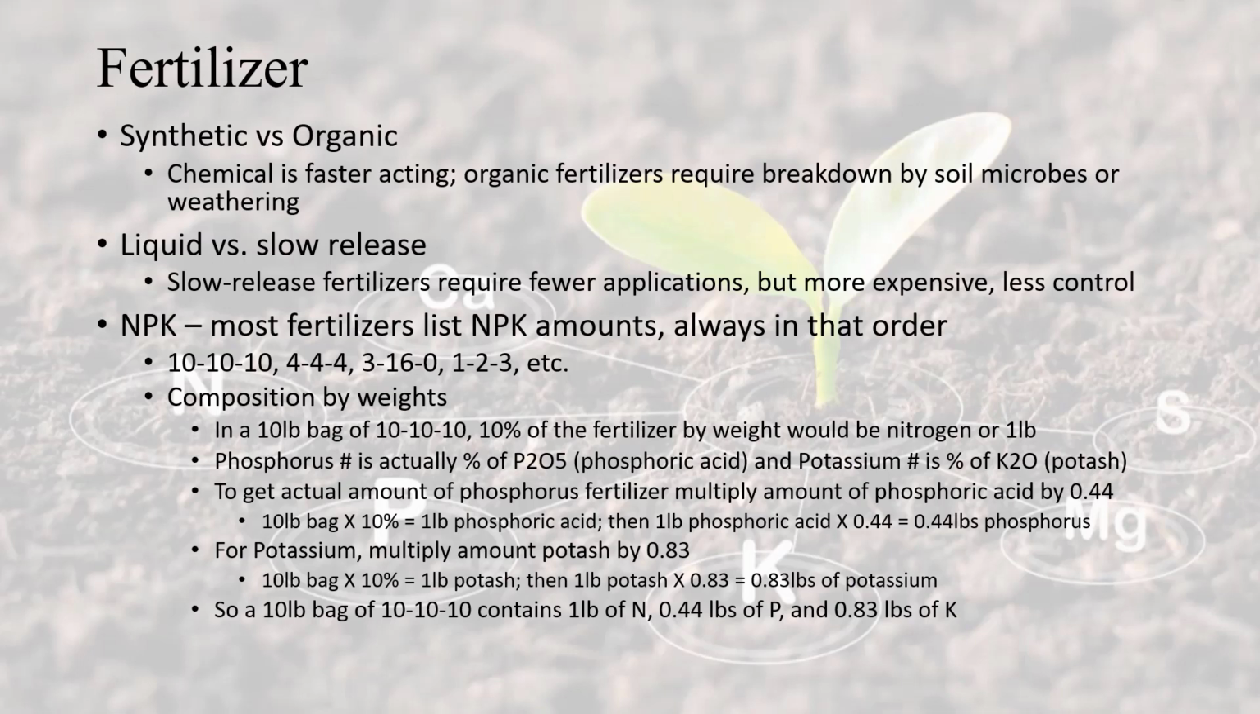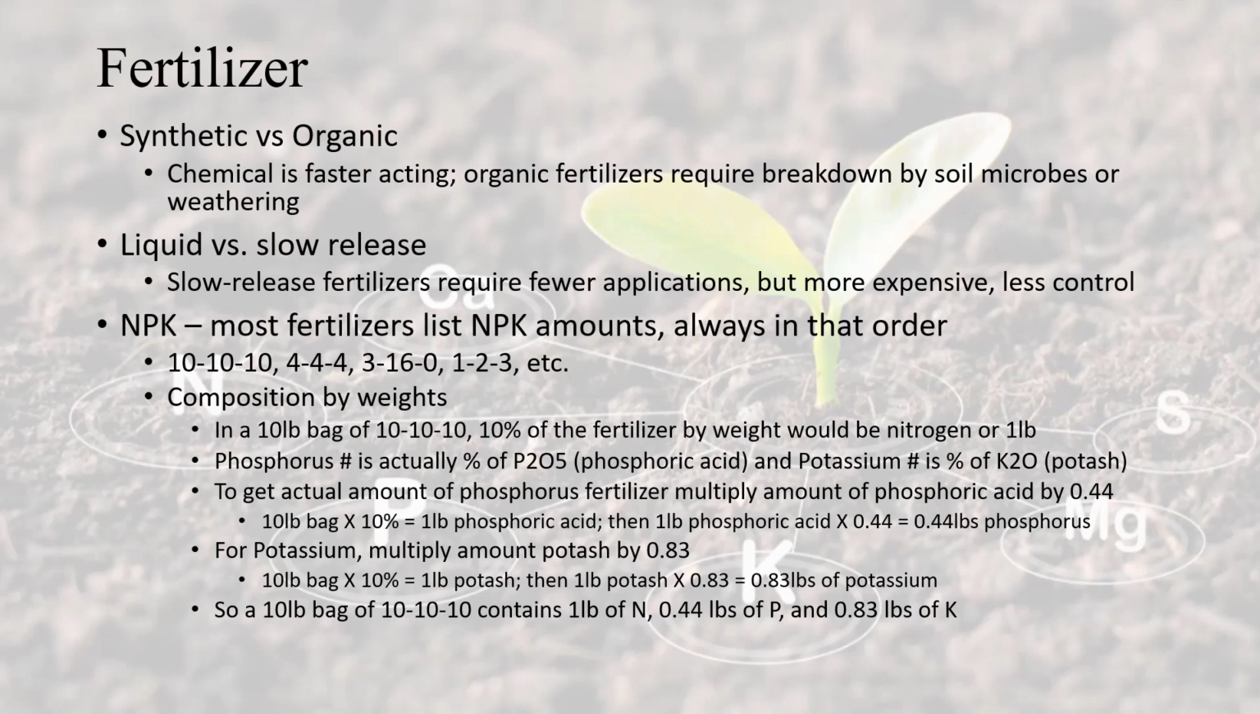So for example, if we had a 10-pound bag of fertilizer with an NPK number of 10-10-10, it would mean that 10% of that fertilizer by weight would be nitrogen. Our first number, that first 10, is percentage.